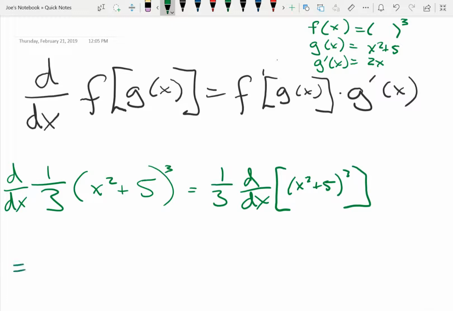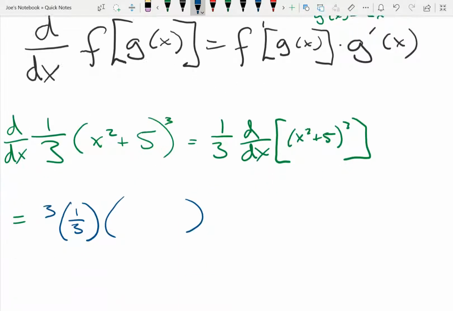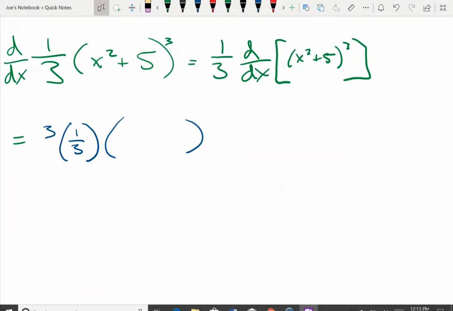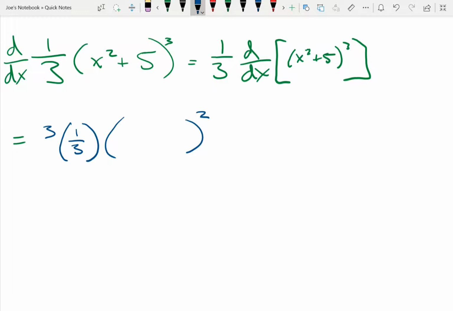I'm going to change color, and follow along. I want you to ask yourself, and ask me questions if you don't understand this. This is all semester 1. So I'm going to bring the 3 down. I'm going to multiply out the 1/3, so I get 3 times 1/3, multiplied. I'm going to do the derivative of the outside, leaving the inside alone. I'm reducing the power by 1 because I'm taking the derivative. Derivative is going down. So x squared plus 5.